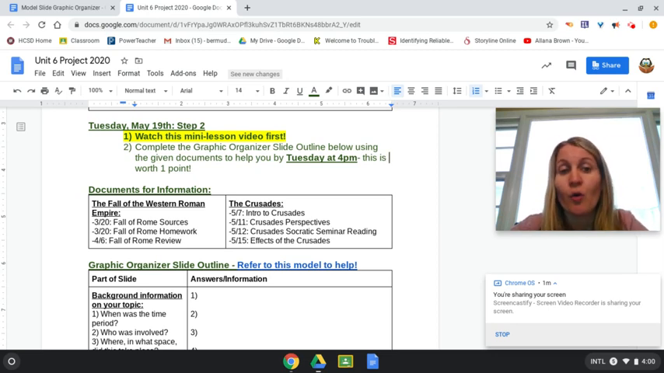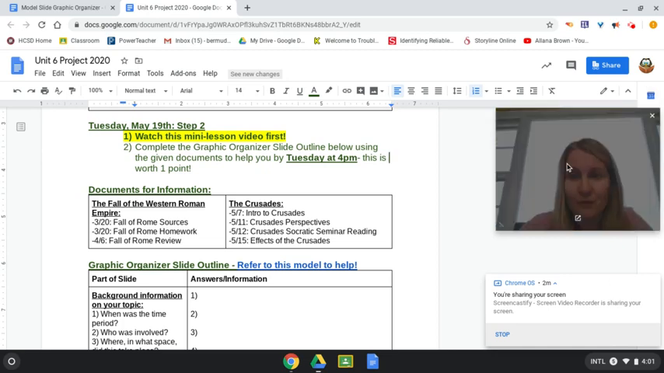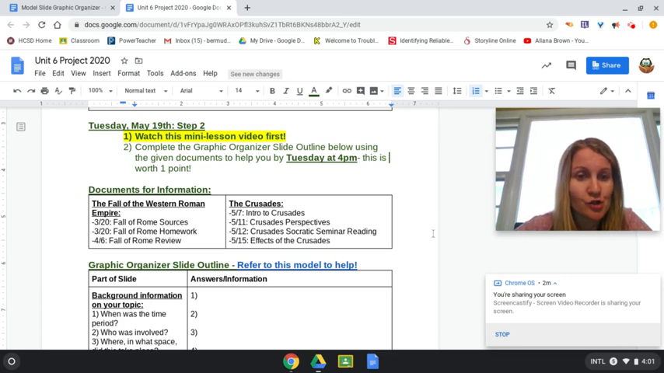So again, go back and look at those documents depending on which side you chose for your project, and have them all open so that when you're answering the questions, you have the documents open at the top of your tabs, and you can quickly find the information there. There is a model of how you are supposed to fill out the graphic organizer. So I will show you the model and go over that with you now.